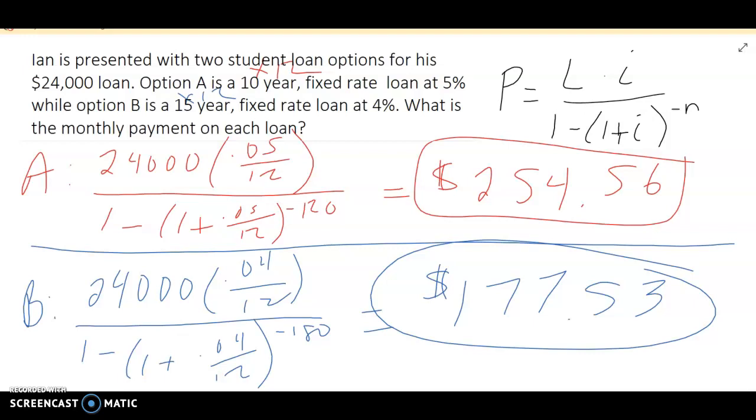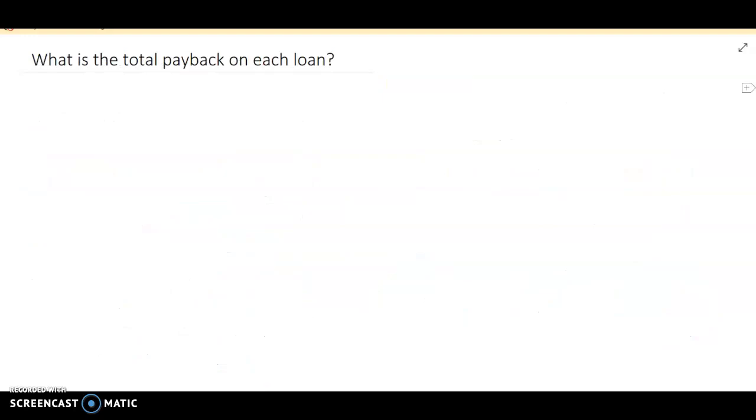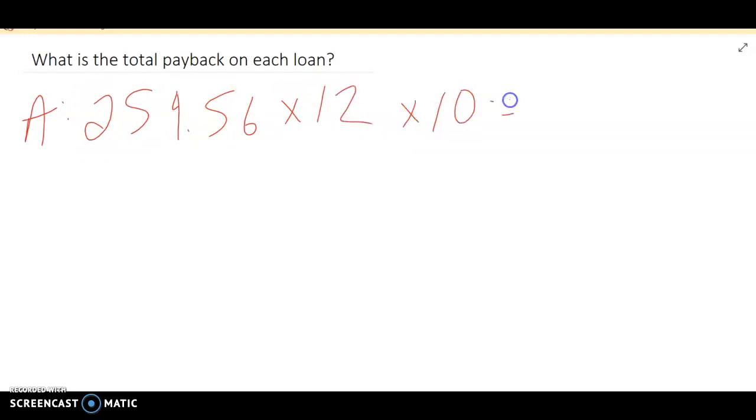We're going to take these monthly payments and use them to calculate some different things. So, first thing, what's the total payback? We know we're borrowing 24 grand, no matter what. But what would be the payback on each of these loans? So let's start with option A. We know our monthly payment is $254.56. We're making these payments every month, 12 months in a year, and we're doing that for 10 years.